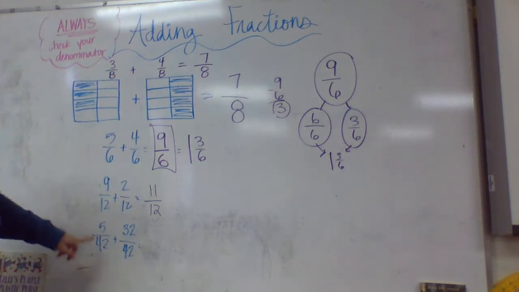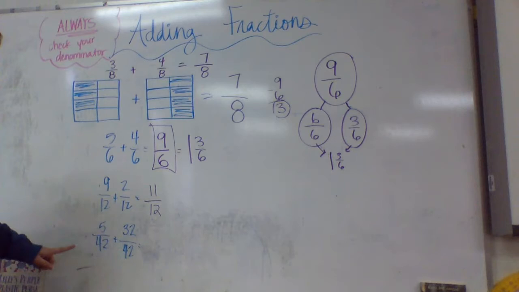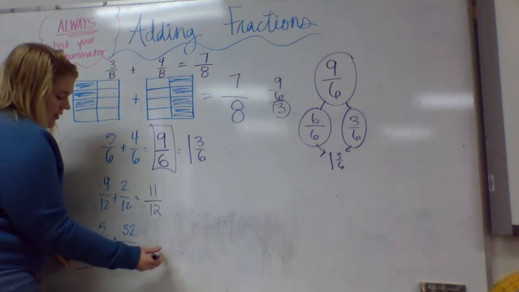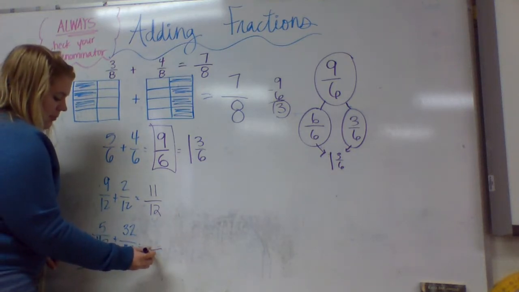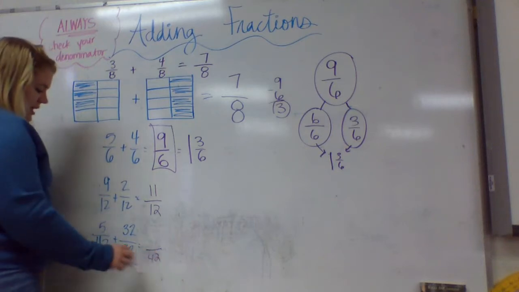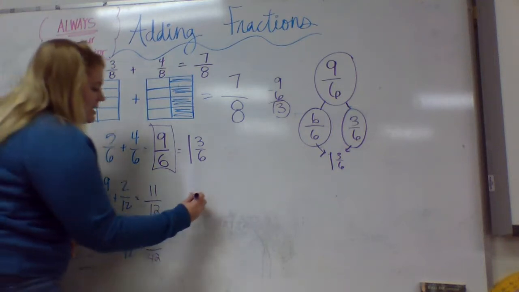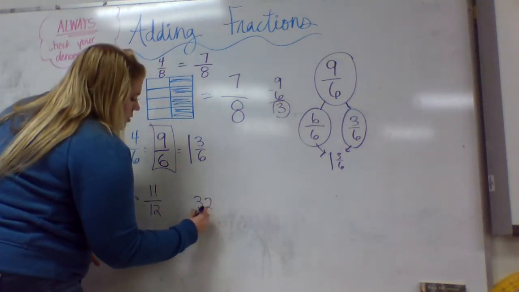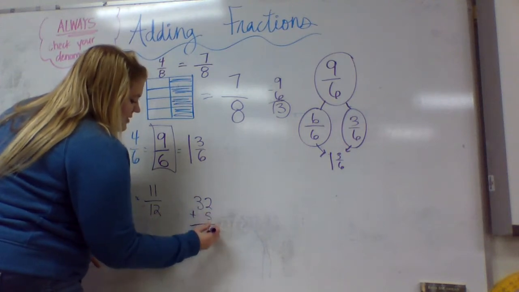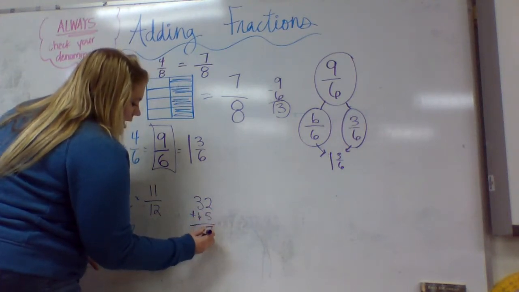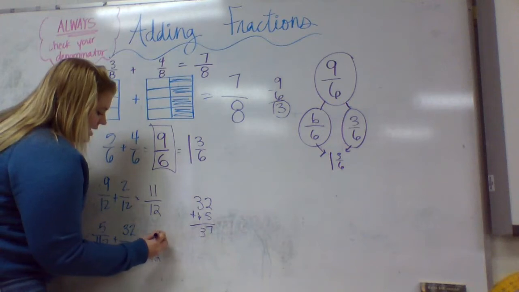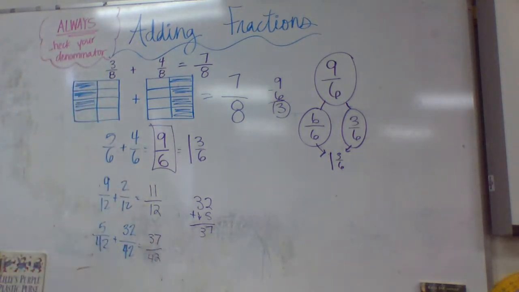Now I have 5/42 plus 32/42. Check my denominator, that's my first step. They're the same. Remember, my denominator does not change. Now I need to add 32 plus 5. 2 plus 5 is 7, bring down my 3. So 5/42 plus 32/42 is 37/42.